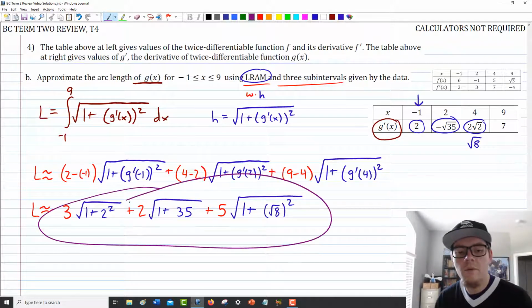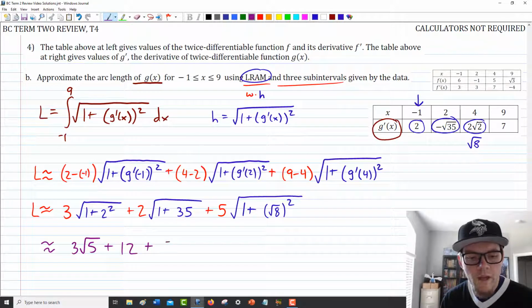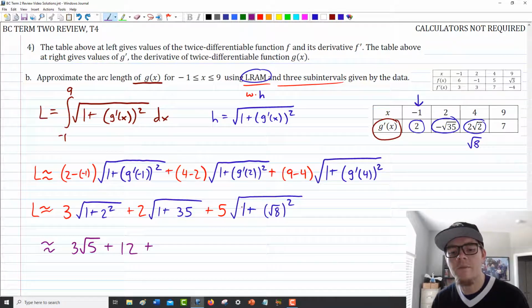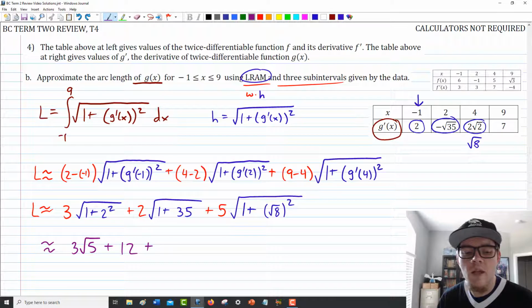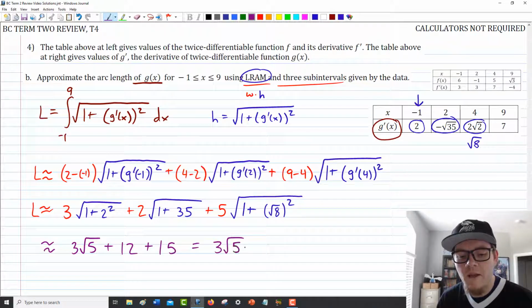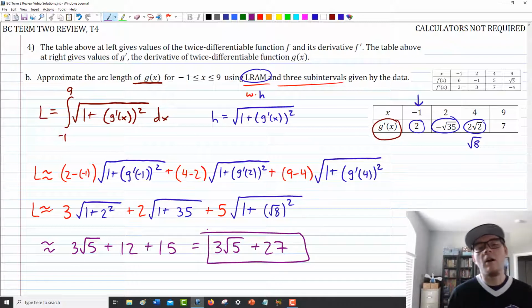Technically at this point we're done. We could stop right there with our answer. But if we want to go a little further, we'll have 3 root 5. We'll have 2 plus the square root of 36, which is 2 times 6, or 12. And then we'll have, it looks like 5 times the square root of 1 plus 8, which is 5 times the square root of 9, which is 15. So if we want to clean this up, we get 3 root 5 plus 27. And there is our approximate arc length.